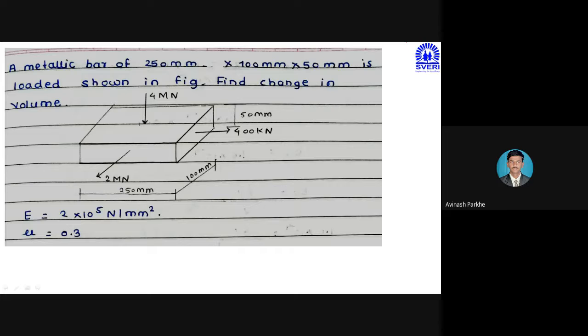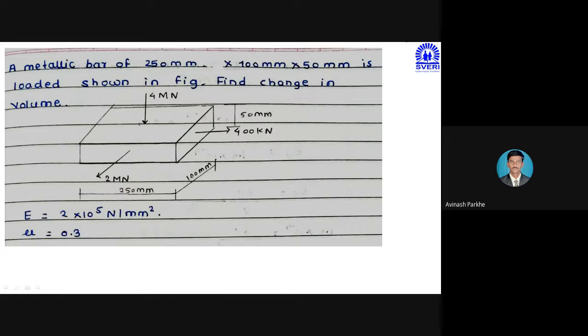Triaxial means the forces are applied on the metallic bar in all three directions, one force in x, another force in y, and a third force in the z direction. We solved that problem also. We calculated the volumetric strain, that is EV, and also the change in volume, which is represented by delta V.